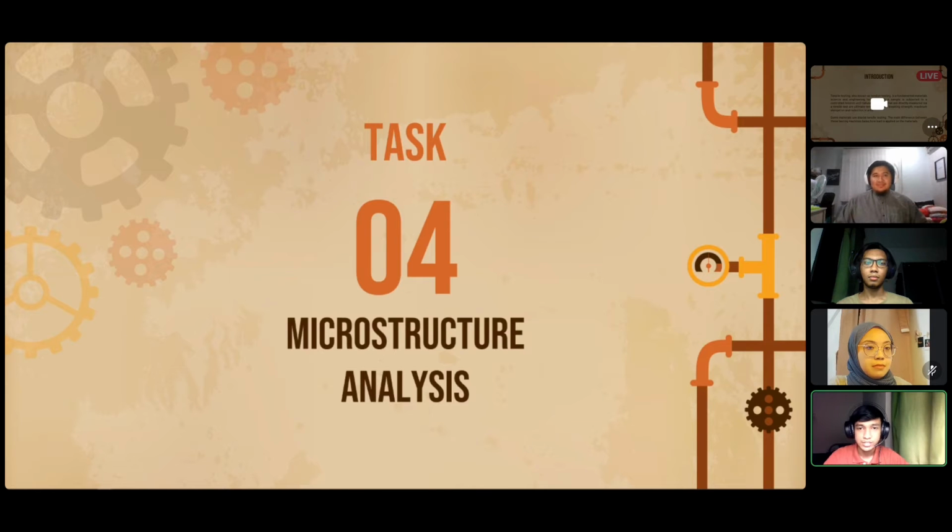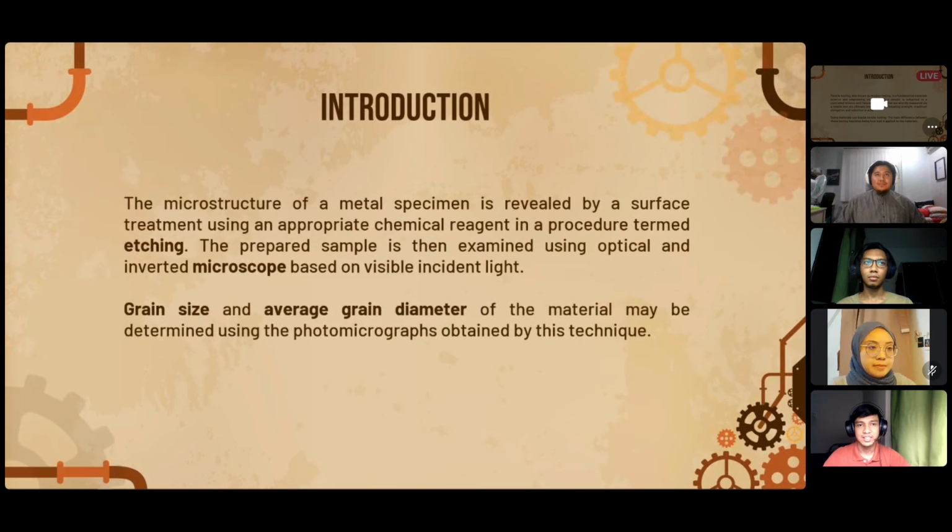Okay, for task 4, microstructure analysis. For the introduction, the microstructure of a metal specimen is revealed by a surface treatment using an appropriate chemical reagent in a procedure termed etching. The prepared sample is then examined using an optical and inverted microscope based on visible incident light. Grain size and average grain diameter of the material may be determined using the photomicrographs obtained by this technique.